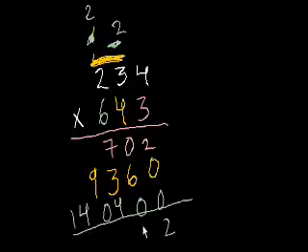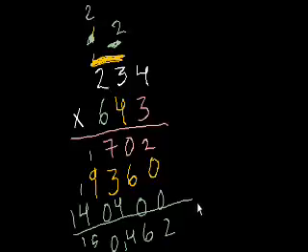2, 6, 7 plus 3 is 10, 14. Carry the 1. 1 plus 9 is 10. Carry the 1. It's 5. It's 1. I hope you can see it. I hope it's not falling off the screen. But the answer I get is 150,462. I think you're ready now to try level 4 multiplication problems.